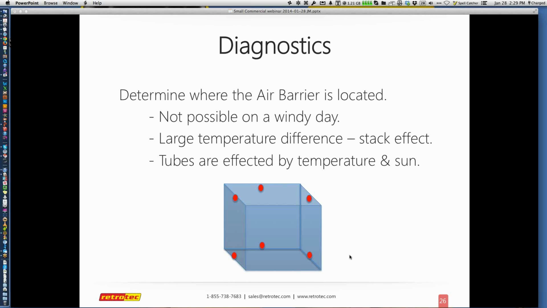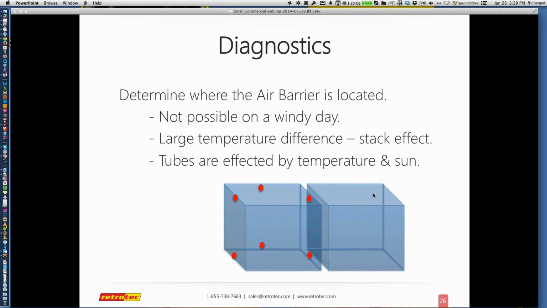You really have a hard time doing this on an incredibly windy day. You need to be careful of your reference tube. Large temperature differences can also create a stack effect, depending on temperatures inside and out, or where the structure is in relation to itself in a building. The tubing will also be affected by temperature and direct sun exposure. If you're going to be doing this, it may take you a couple hours, so the temperature may be changing, or the sun may be beating down on the tubing you have referencing outside. Those things could impact your testing procedures.